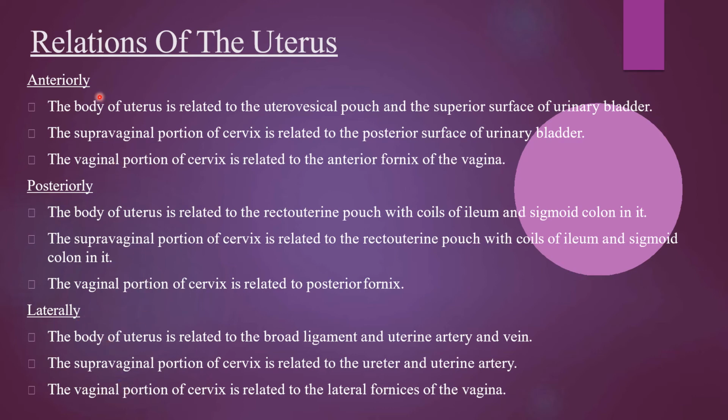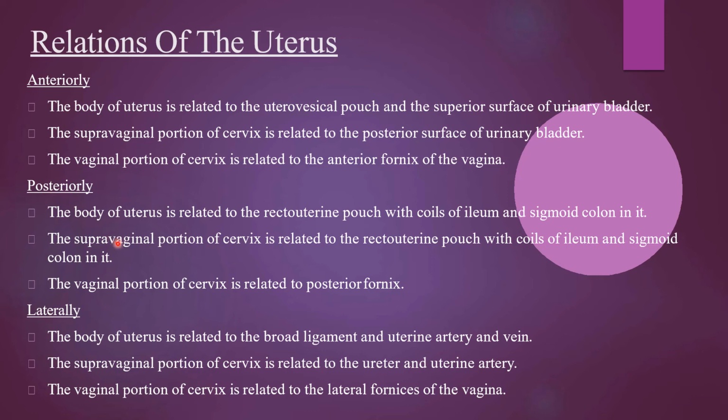Then anteriorly we saw uterovesical pouch and superior surface. Supravaginal portion anteriorly, posterior surface of urinary bladder. Vaginal portion is related to the fornix of vagina. Posteriorly you can see vaginal portion, posterior fornix. Laterally we can see vaginal portion related to lateral fornices of vagina.